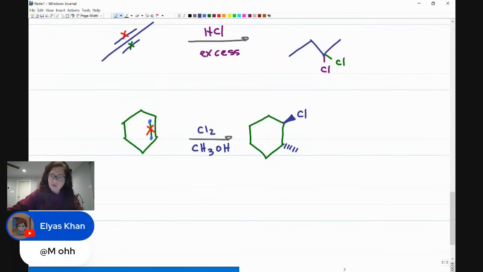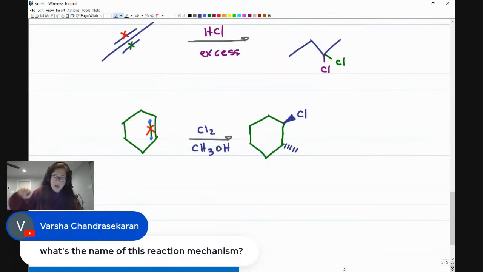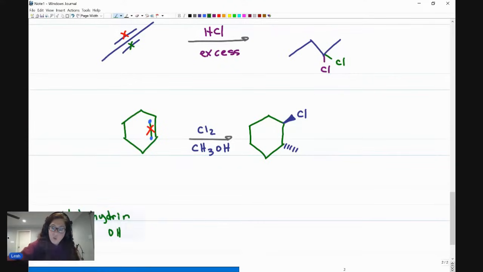That is a very good question. This is what started out as a halohydrin formation, except a halohydrin is when you have the halo and the hydrin portion, which is an OH. Halo is not a hydrogen. Halo is a halogen, the X, and the OH.